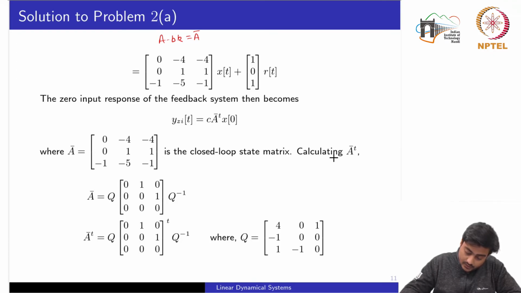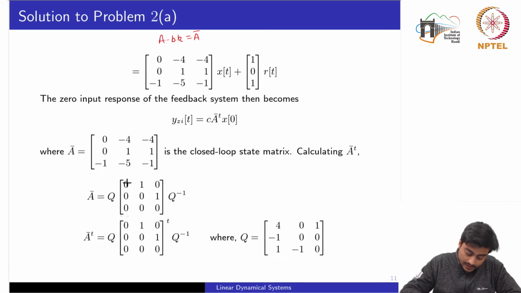Now for calculating this A bar to the power t, we can use different methods. So one method we had discussed during week 1 is using the Cayley-Hamilton theorem. The second method is by first computing the similarity transformation matrix. So this is what we have done here, by expressing A bar is equal to Q times this matrix, because this should be equivalent to the closed loop state feedback matrix.